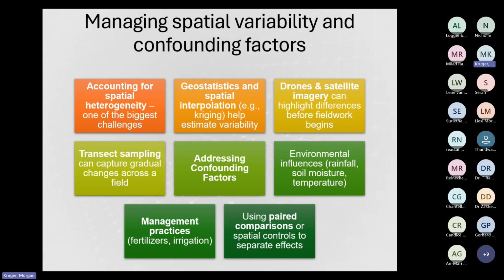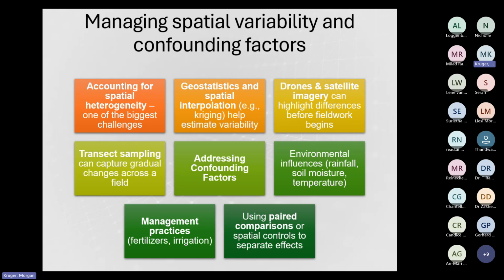Additionally, you can use things like drones and satellite imagery, which allow researchers to capture these variations before fieldwork actually begins. So I think it's important to know your study site before you actually get there. Oftentimes when I do fieldwork, I go and visit the site first to see what I'm working with. And from there, I start to think about my experimental design. This can help guide your sampling strategy and improve the efficiency of your sampling. Transect sampling is another useful method, as I just mentioned. It captures gradual changes across a field, ensuring that variability is properly represented.